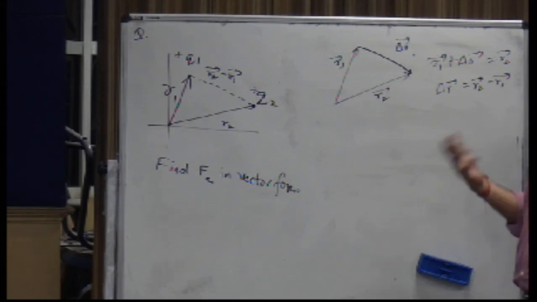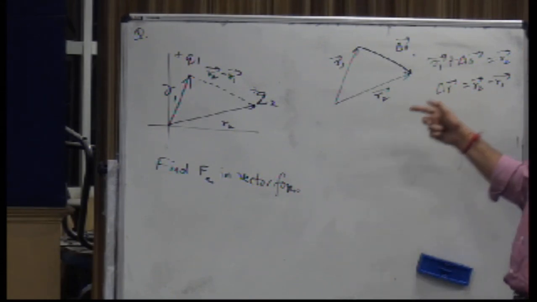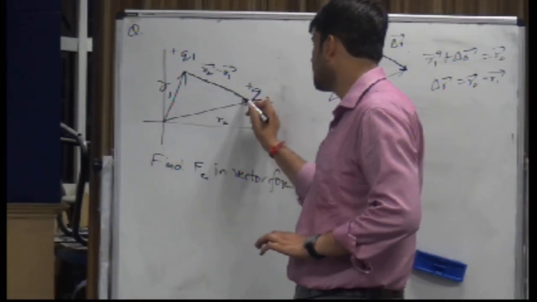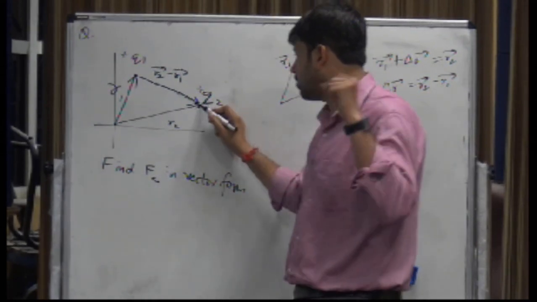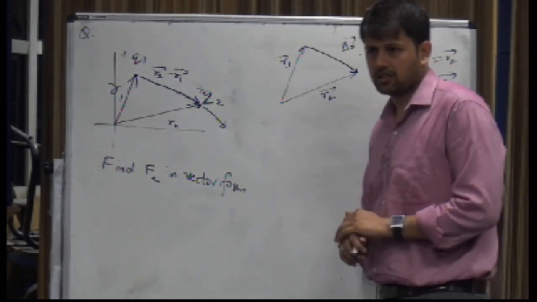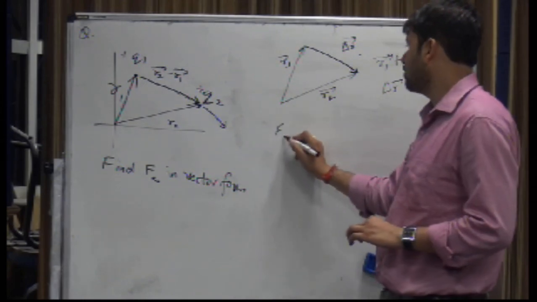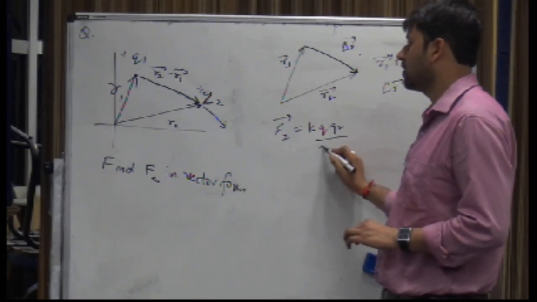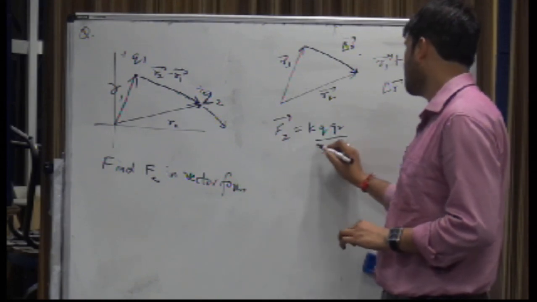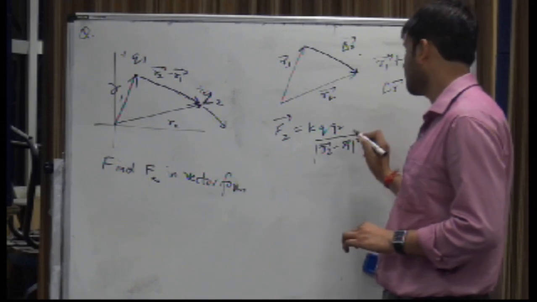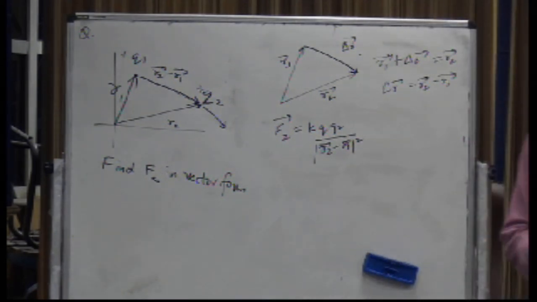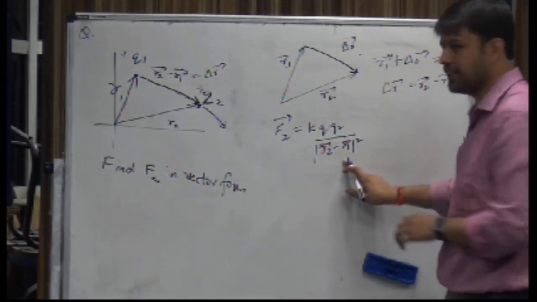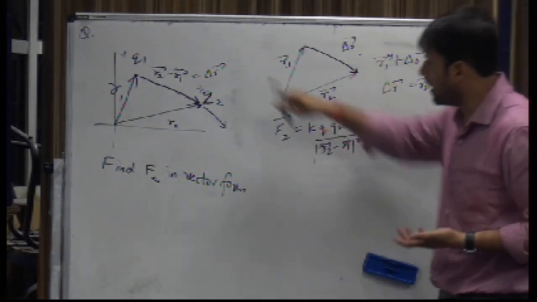If I take it in the opposite sense, r1 minus r2, it would be from q2 to q1. So right now I'm taking the direction as this. So force on q2 would be in the same direction. Is it okay? Let's try to find the magnitude first. Force on 2 would be k q1 q2 upon mod of r2 minus r1 squared. We need the length only, length squared, and the direction would be along delta r.